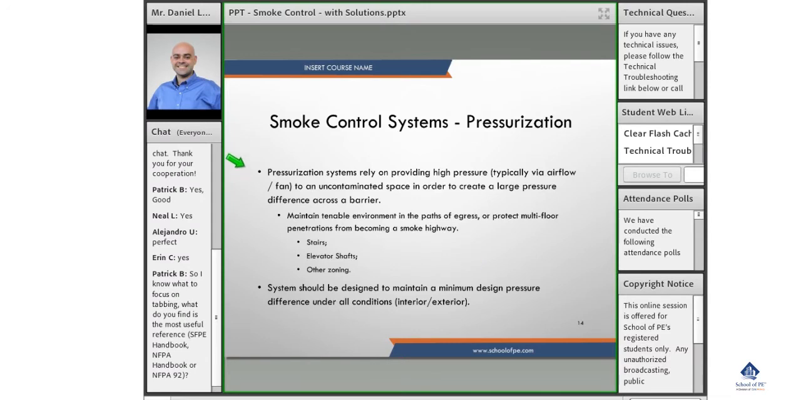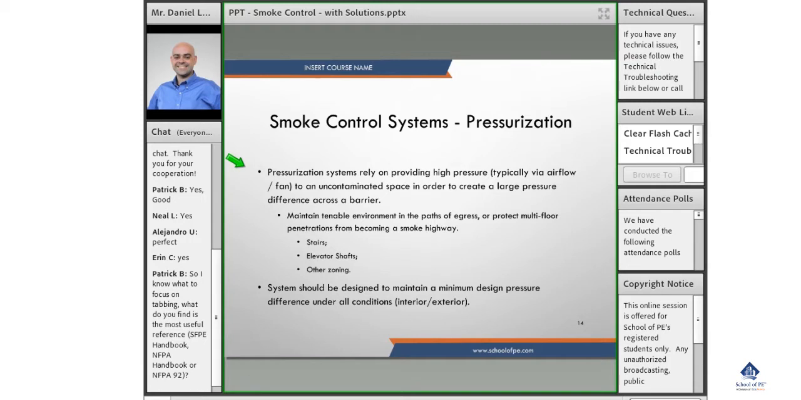So, on pressurization. Pressurization systems rely on providing that high pressure from an uncontaminated space to create a large pressure difference across the barrier. You're ideally just across the barrier, separating that from the rest of the building for the fire's growth, to try to compartmentalize that.